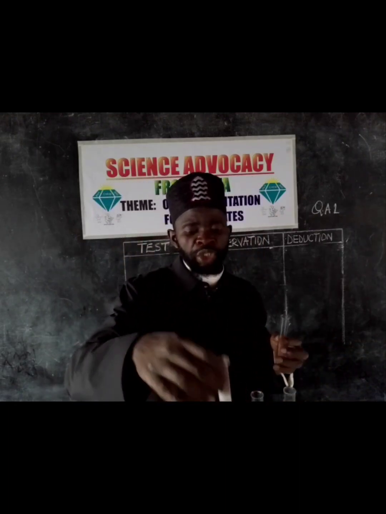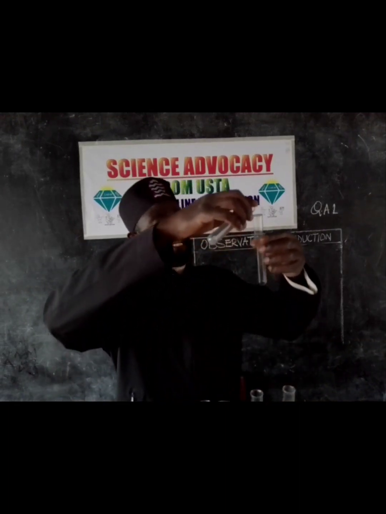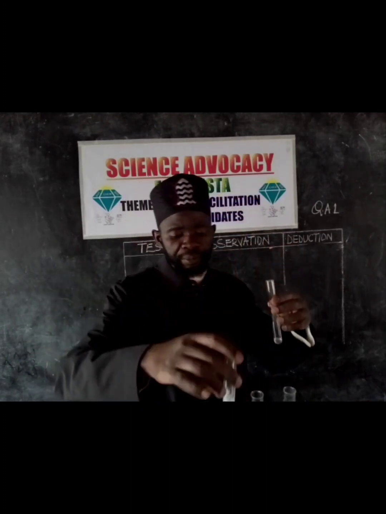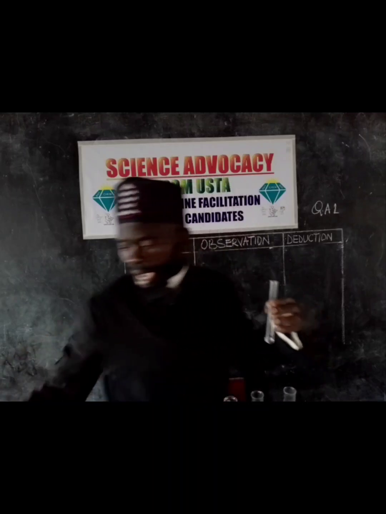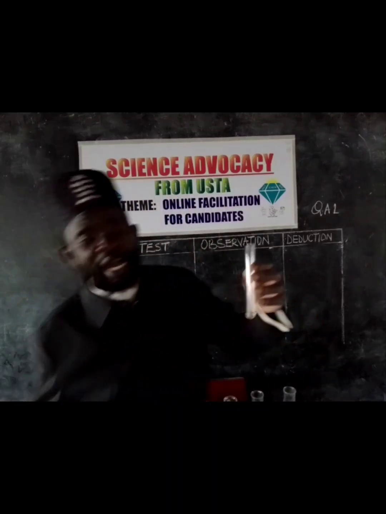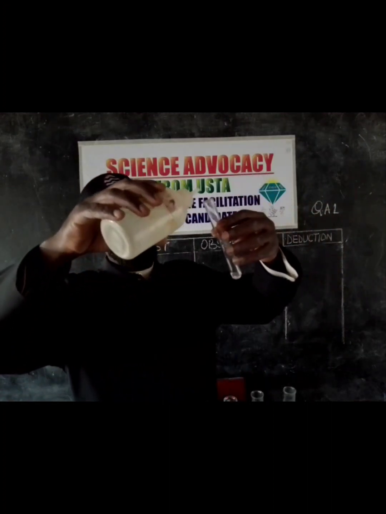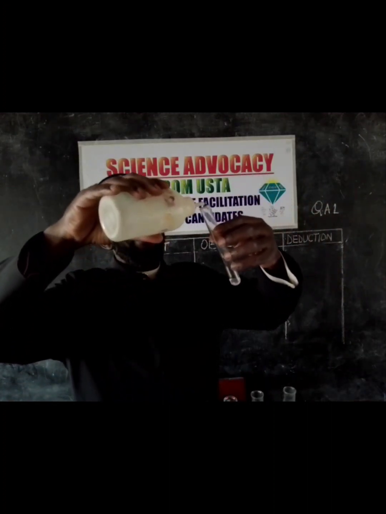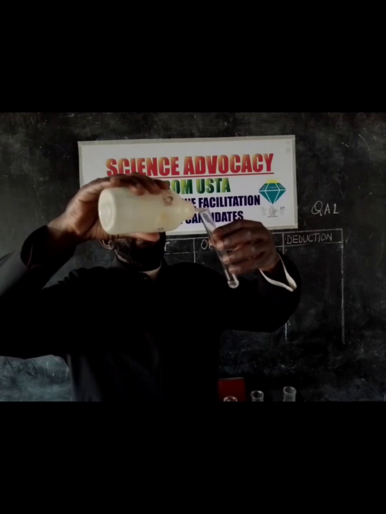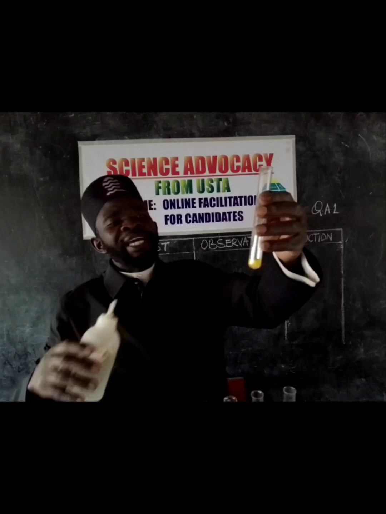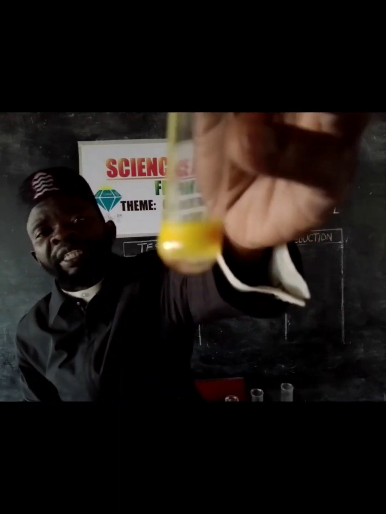From our solution, we get a small portion of it, 1 cubic centimeter, and on it we add potassium iodide solution, drop by drop. We get a yellow precipitate.